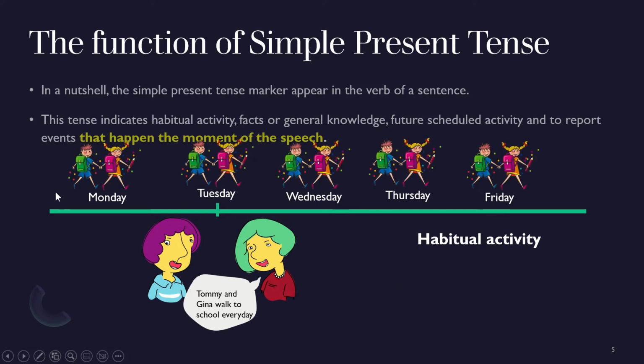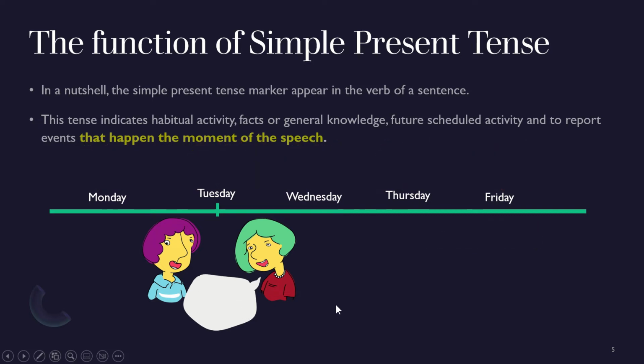Now, there are these two kids walking together every day to school. And this lady said, "Tommy and Gina walk to school every day." This is a habitual activity that is done by these kids, to walk together to school every day, right? So on Monday, Tuesday, Wednesday, Thursday, and Friday, these kids walk together. To express this habitual activity, the correct tense to be used is simple present. You see here, the verb walk is expressed using its simple present form.